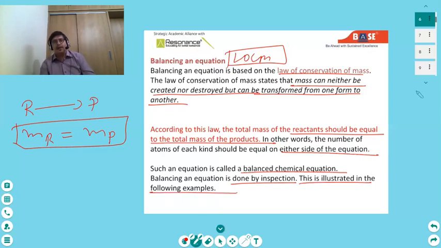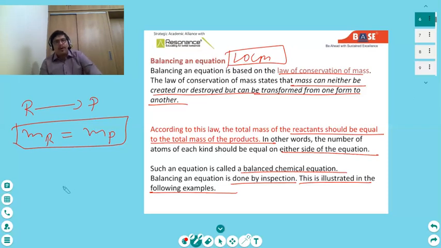So let's go back. Remember, balancing means what? The number of atoms of reactants and products must be the same. The number of atoms on this side and that side must be the same based on the law of conservation of mass, which tells you that you cannot create mass, you cannot destroy mass, but you can convert it from one form to another.